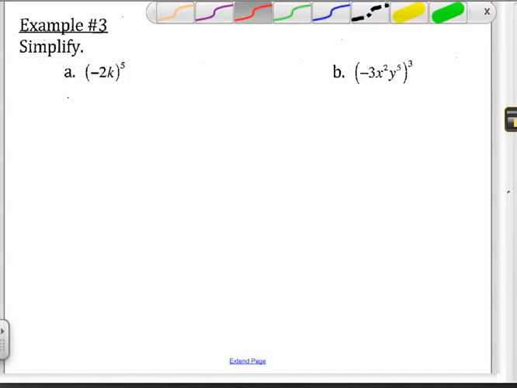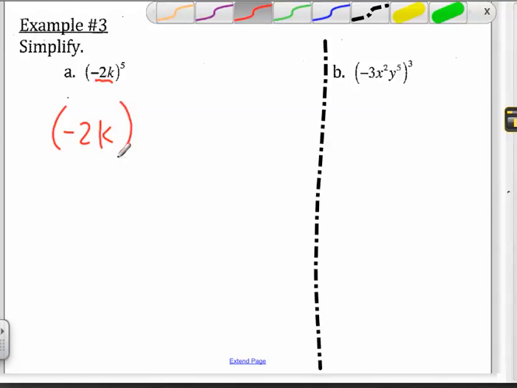Okay, Alexander, I'm going to look at this one again. Remember, this is a monomial. I'm going to write it a little bit larger: negative 2k to the fifth. There's not a plus or a minus between them.